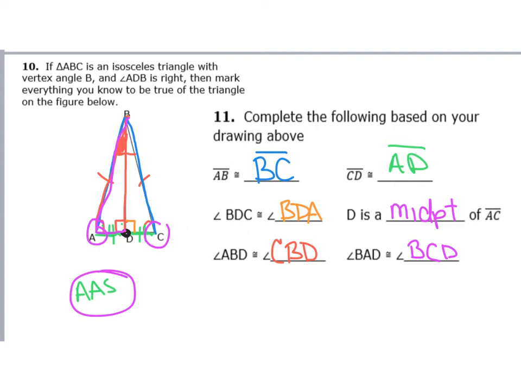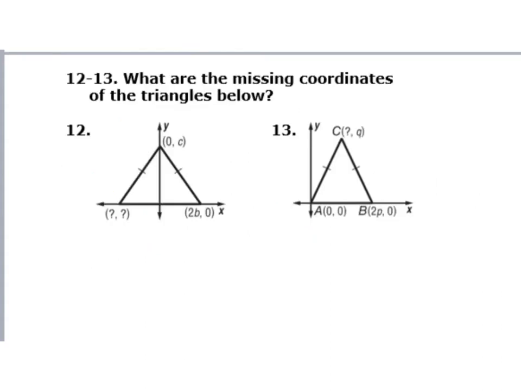All right, number 12. Number 12, what are the missing coordinates of the triangle below? So again, we have to use what we know about the fact that these are isosceles triangles on the coordinate plane, okay? So I know if I'm going to go 2B this direction, I'm going to also go 2B in the opposite direction, and on a coordinate plane, when I go in the negative direction on the x-axis, that means I'm going to go a negative 2B. And since I'm still right here on the y-axis, I haven't gone up or down anywhere, my y value is 0. Negative 2b, 0.